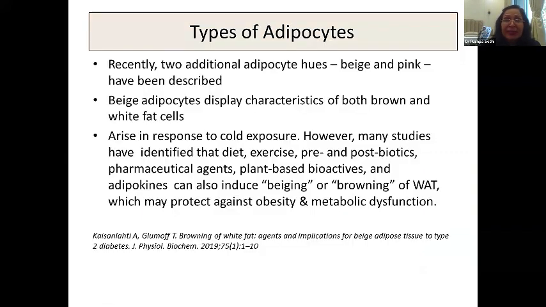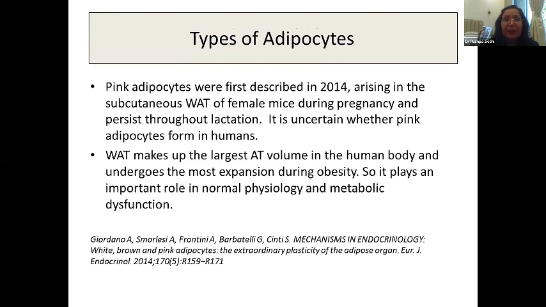So recently, 2 additional adipocyte hues have been added, that is the beige and the pink. They have been described. Beige adipocytes display characteristics of both brown and white fat cells. They arise in response to cold exposure. However, many studies have identified that diet, exercise, pre and postbiotics, pharmaceutical agents, plant-based bioactives, and adipokines can also induce beiging or browning of the white adipose tissue, which may protect against obesity and metabolic dysfunction.